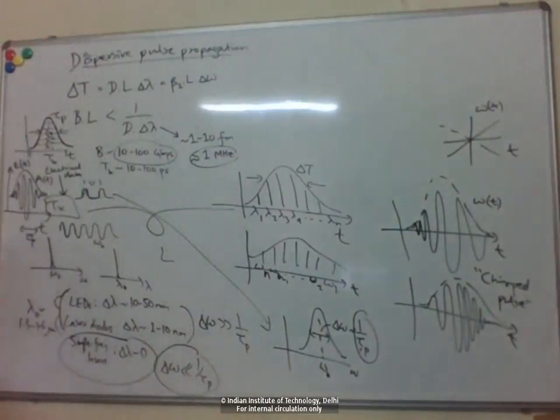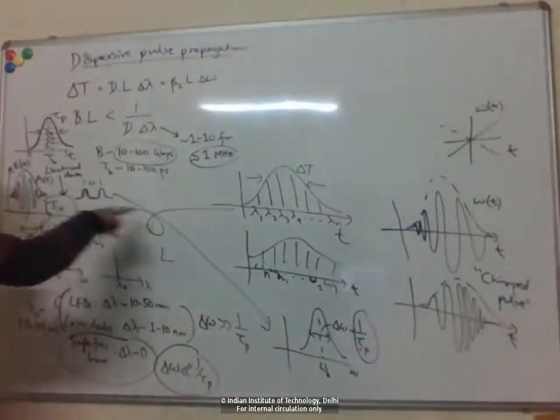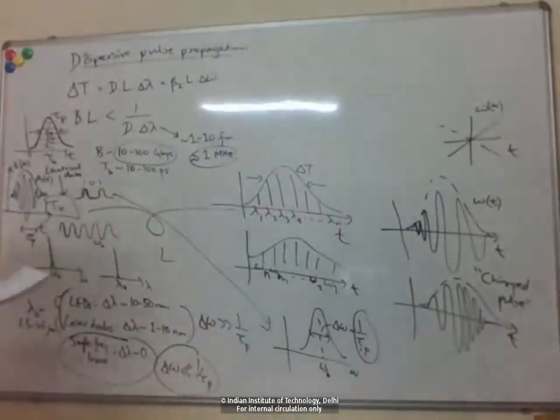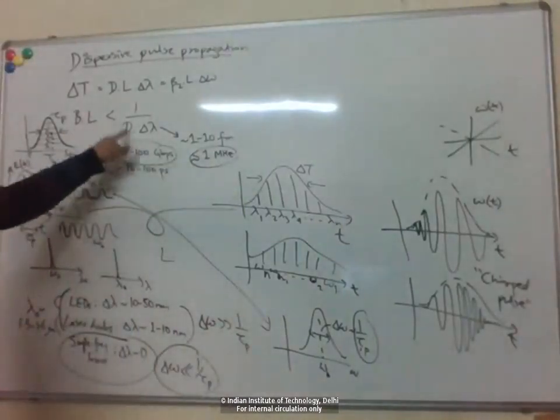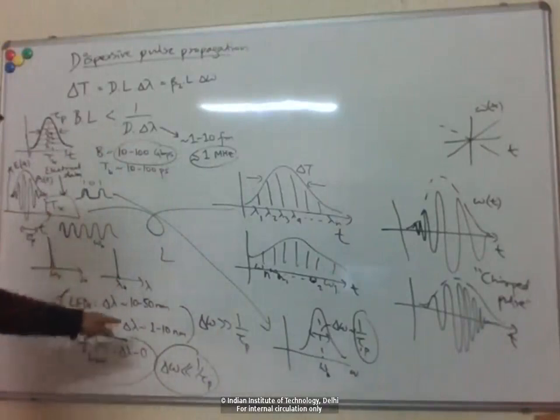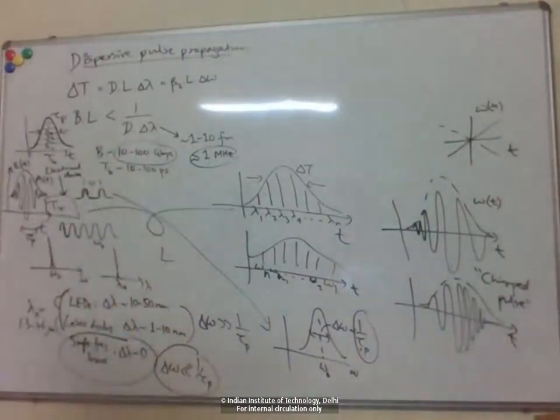So we'll discuss this in mathematical detail: how to calculate how the pulse is evolving, and from that, how much broadening is taking place, because we can't directly use this formula anymore once the source bandwidth becomes very small.